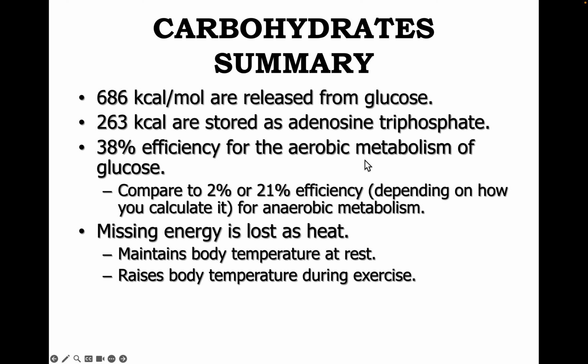Now, the aerobic metabolism, or aerobic breakdown of glucose, is 38% efficient, meaning that we have a lot fewer byproducts from aerobic breakdown of glucose compared to the anaerobic breakdown of glucose, because anaerobic metabolism is only 2 to 21% efficient.